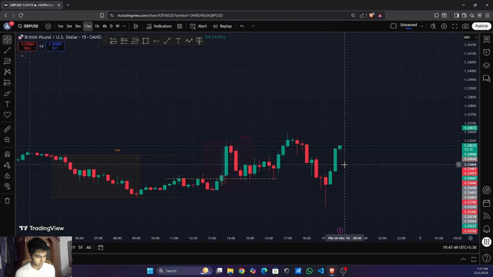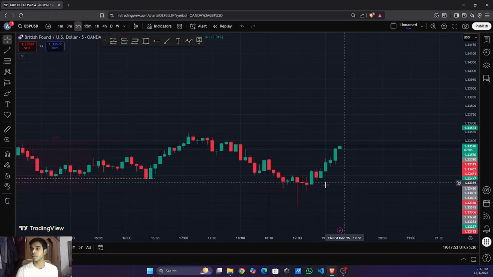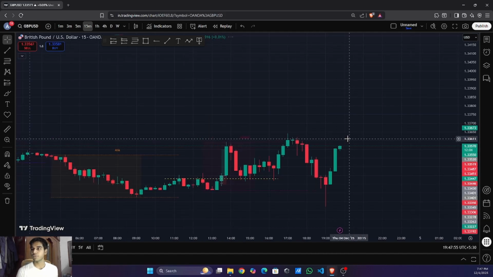So we are bullish in GBP, and it's a straight move. So we have to wait for a 15-minute fair value gap. So 15-minute FVG and 1 minute or 3 minute breakout structure, and we can enter.